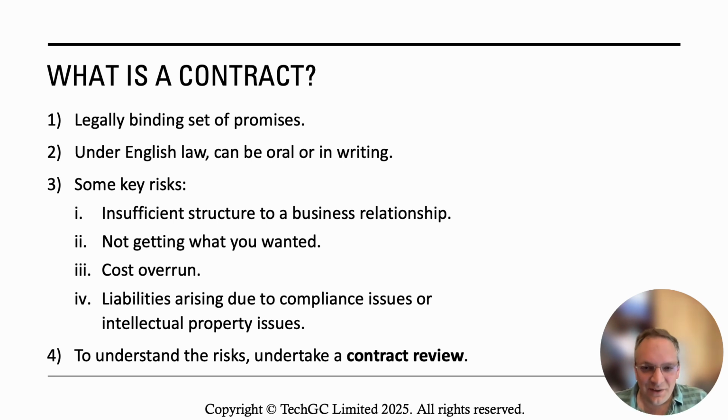But there's insufficient structure, so it's not exactly clear where the contract is. There might be numerous bits of documentation, if any. It might not be clear who's doing what or what the costs are going to be. So just generally sort of vagueness if things aren't pinned down sufficiently. And that can lead to you not getting what you wanted out of the relationship. Can lead to costs overrunning if there's no clear way in which costs are controlled or set out in the contract.